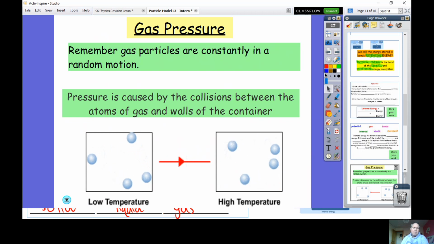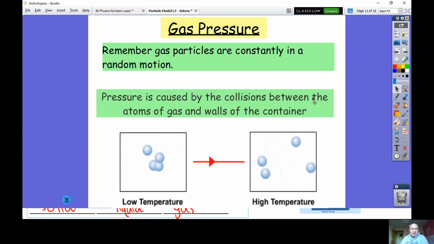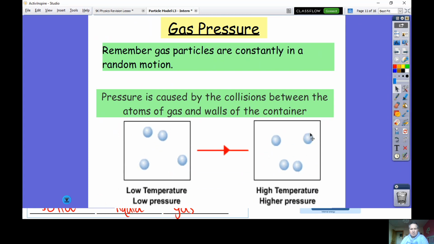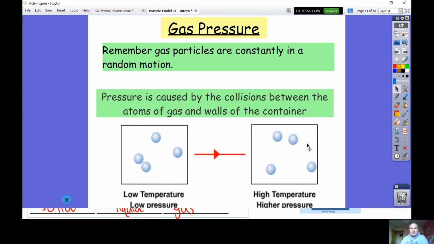Where does that pressure come from? Well, it comes from the idea that the gas particles are always moving around. Gas particles are in constant motion. Because the gas particles move around, they hit the sides of whatever balloon or jar or container they're in. All those billions and billions of little gas particles hitting the side make a force. So you're feeling the force of all those billions of little particles hitting the side of the container. That's what causes gas pressure.